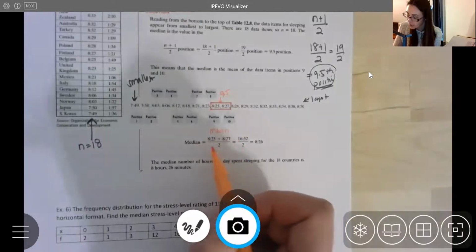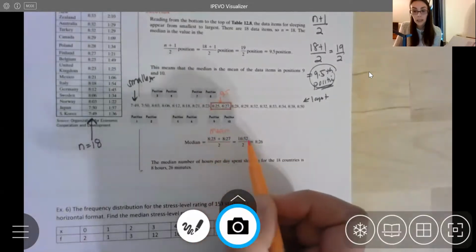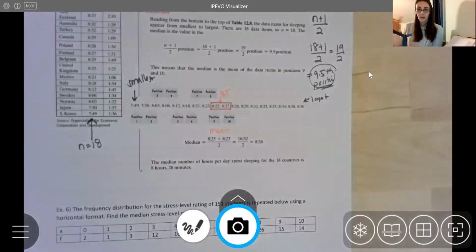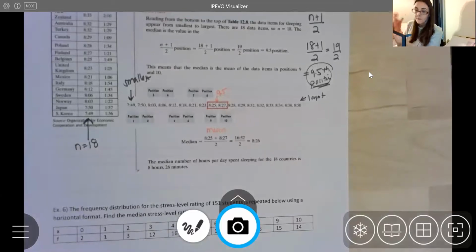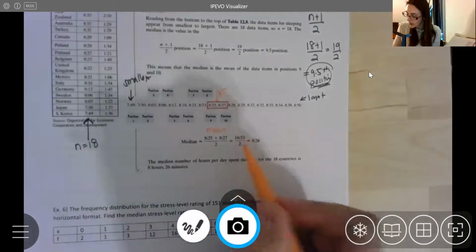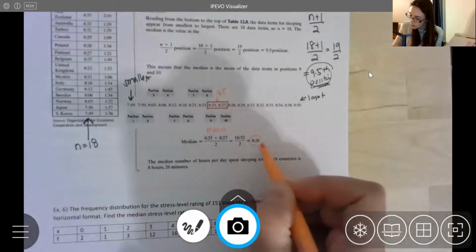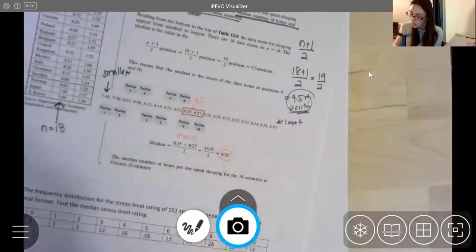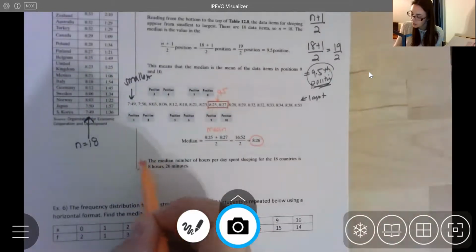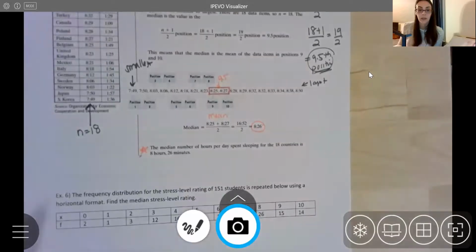8 and 8 is 16 hours. 25 and 27 is 52 minutes. So when I add, I don't have to worry about, 52 minutes is still less than an hour, so I don't have to worry about converting anything over here. And when I divide that by 2, I get 8 hours and 26 minutes. So the median number of hours per day sleeping is going to be 8 hours and 26 minutes.